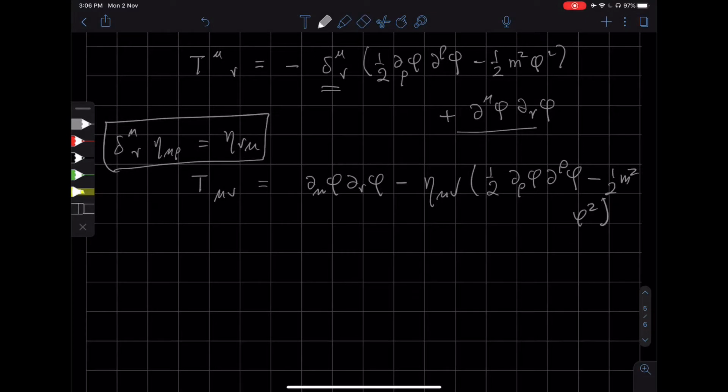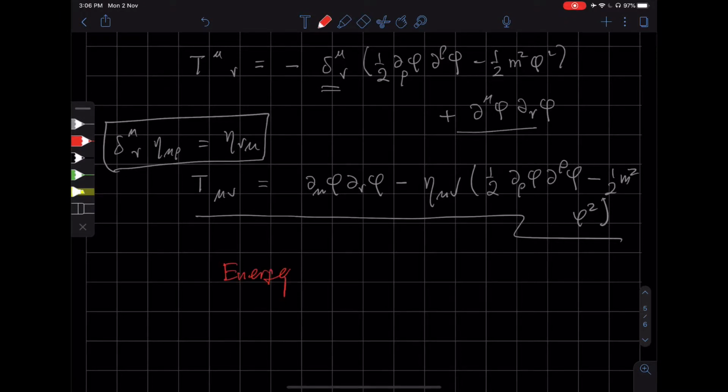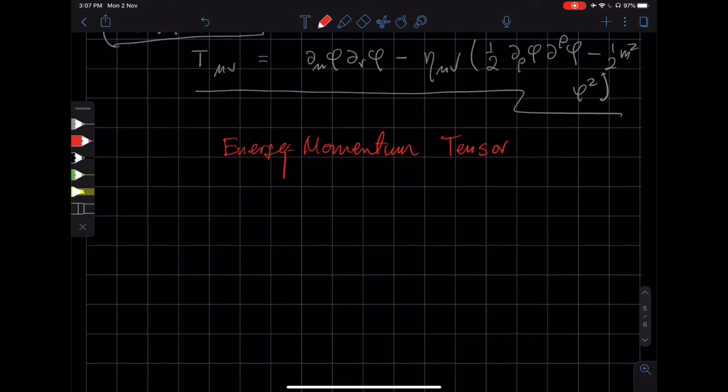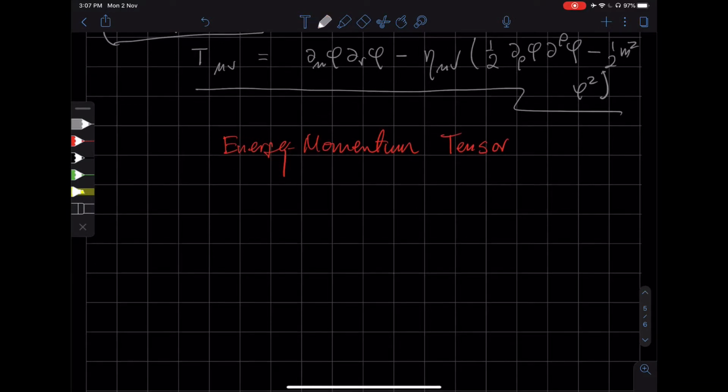So this object is an important object in physics, and it's called the energy momentum tensor. And this plays a central role in both quantum field theory as well as general relativity. So, as I said before, the energy momentum tensor is a set of 4 conserved currents, and therefore they're all conserved. And so there are 4 conservation equations, and those equations can be written like this.